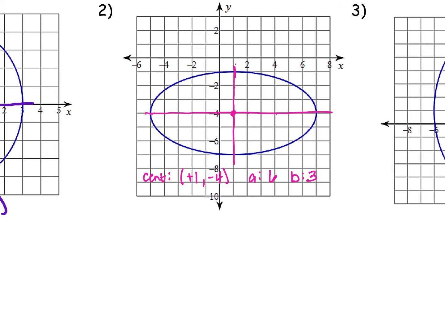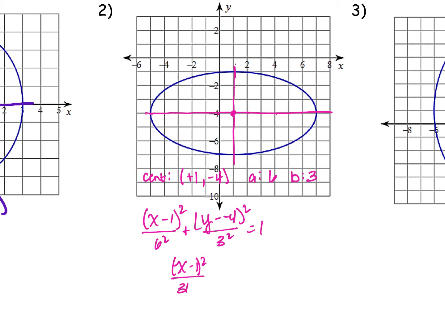So then I've got, let's see, x minus 1 squared over 6 squared plus y minus a negative 4 squared over 3 squared equals 1. Then simplify it, right? And I should get x minus 1 squared all over 36 plus y plus 4 squared over 9 equals 1.